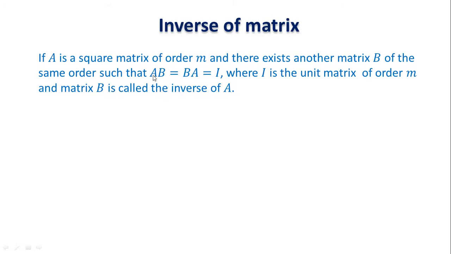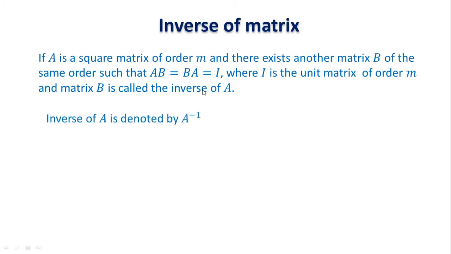Means what? See here, the product between A and B or B and A gives the identity matrix. Then B is called the inverse of A. Remember this definition: AB is equal to BA is equal to I. Just like in the case of numbers, if the number is given as 2, then its multiplicative inverse is 1 by 2. So 2 into 1 by 2, we get 1. Like that, here A into B is equal to B into A is equal to the identity matrix, then B is called the inverse of A.